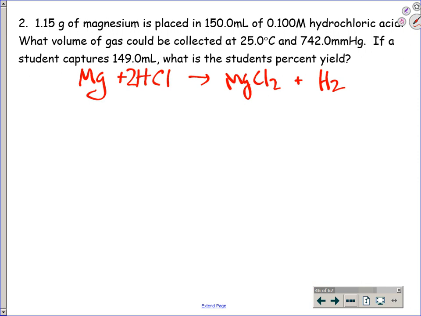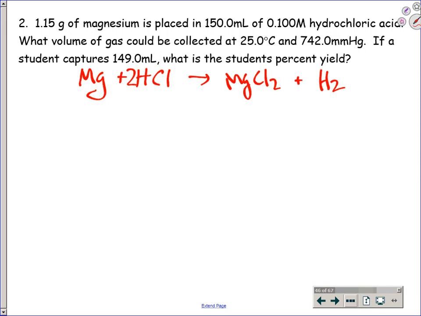How would one get to actual yield from all of this data? Help me out here. Shout out, people. Well, actual yield is experimental, right? So that means that's captured in the experiment. They literally tell us the actual yield, right? So when it says the student captures that volume of gas, check, we already have the actual yield. You just need to make sure you identify that. So then the real question is, what's the theoretical yield? So it's asking for a theoretical yield of what?